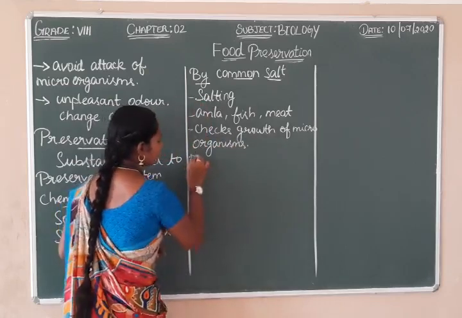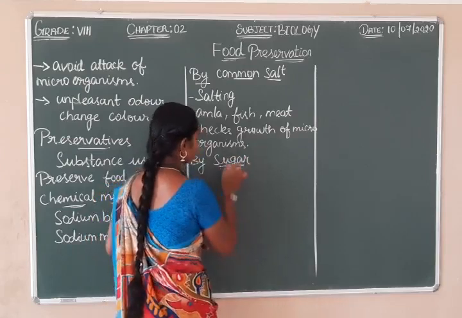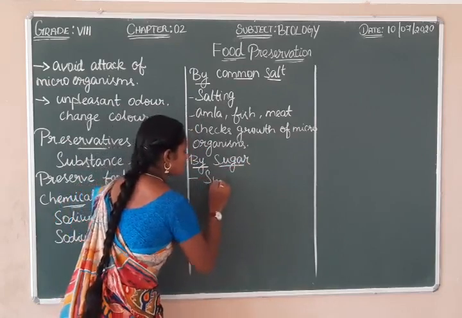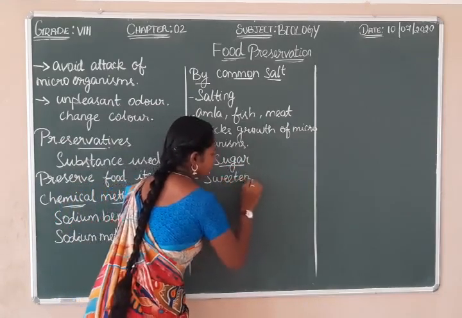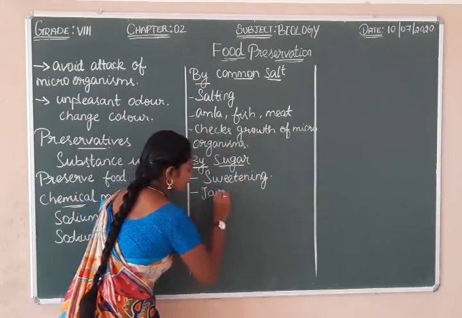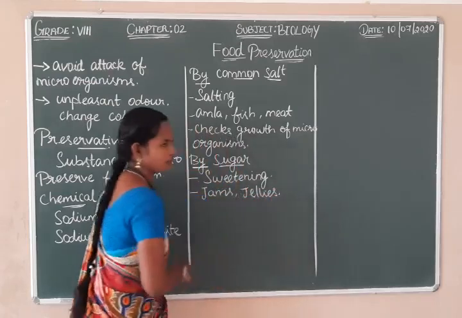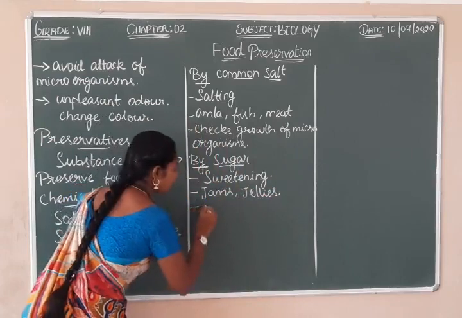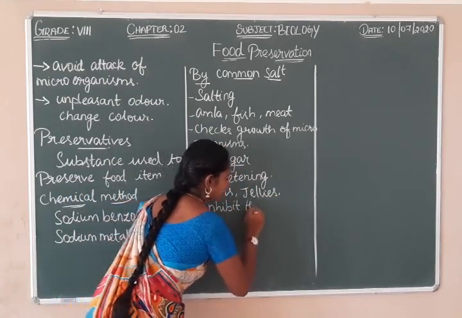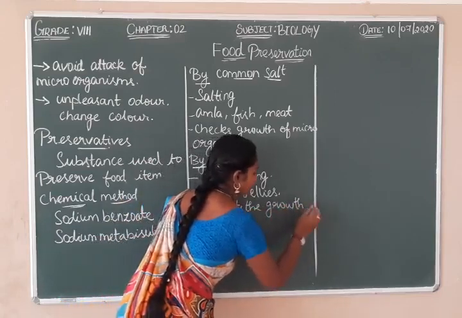And next it is sugar. The sugar we use at home also acts as a preservative. It is done by the process called sweetening. Here jams as well as jellies are preserved. This inhibits the growth of microorganisms.